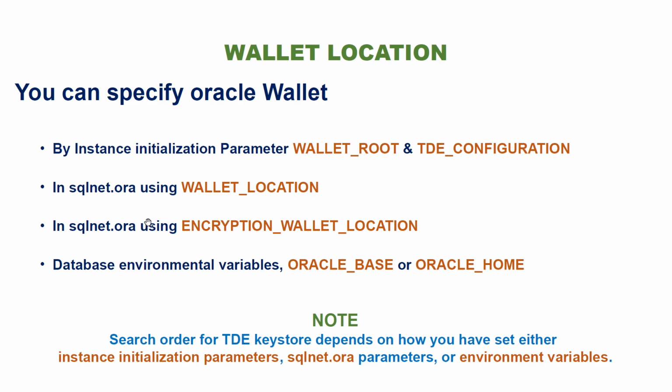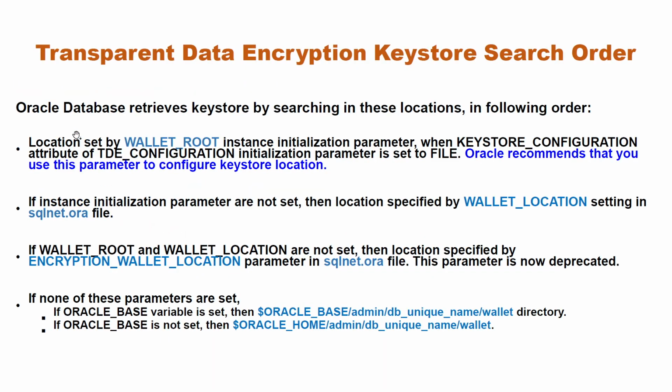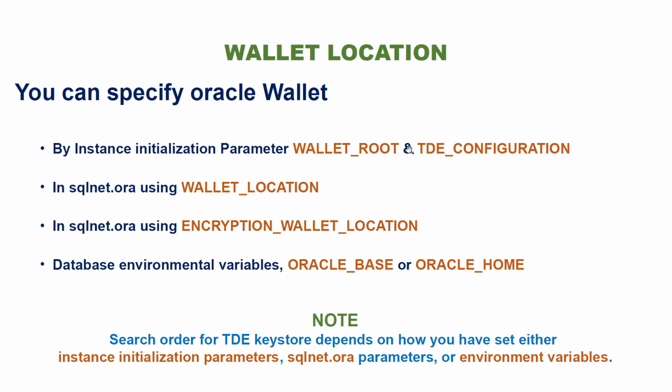The search order of the location for the wallet is based on how you have set this. So the search order depends on whether you have set the instance initialization parameter, sqlnet.ora, or environment variable. Let's understand this in detail. Oracle database retrieves the key store by searching these locations in the following order. First it will look for this, followed by this, followed by this, followed by this. So this is the search order.